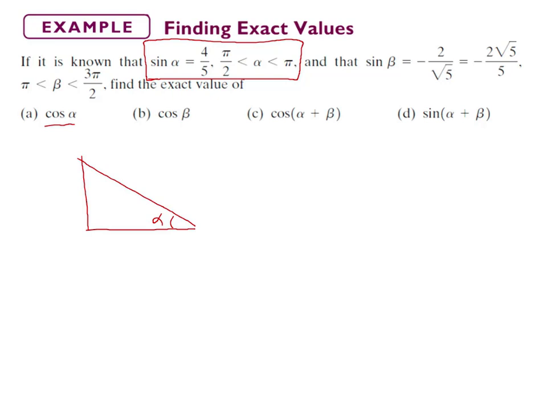Opposite, it would be 4. Good. And hypotenuse would be 5. Perfect. You know what the other side is, just by the way? 3, 4, 5 triangle. Yeah, 3, 4, 5 triangle. Good. And it says alpha is between pi over 2 and pi. What information does that give us?